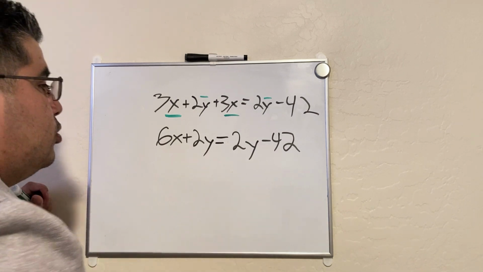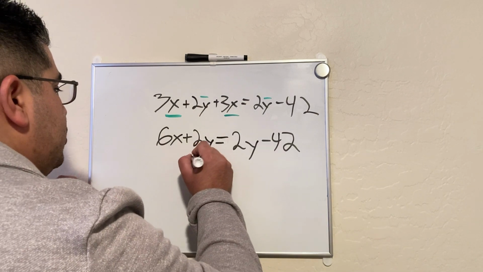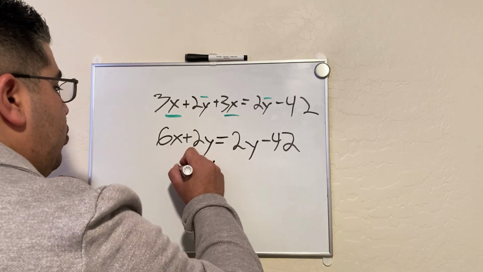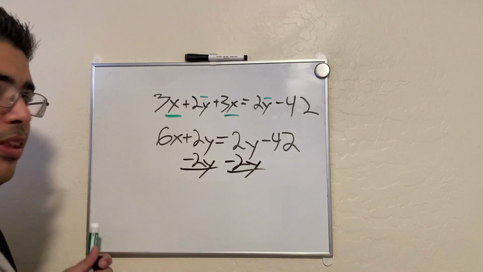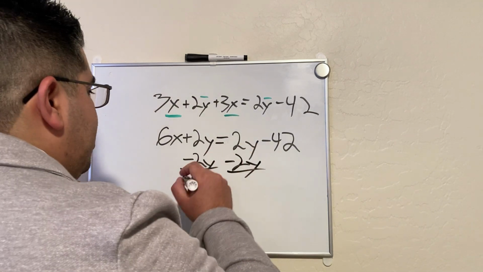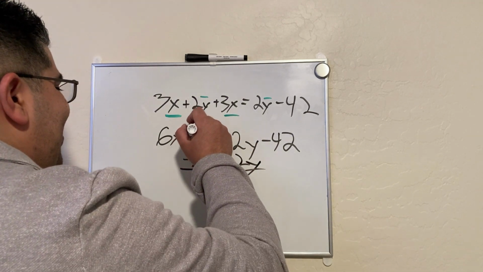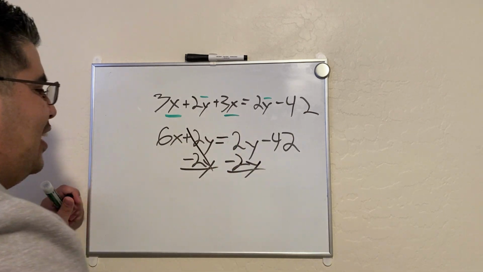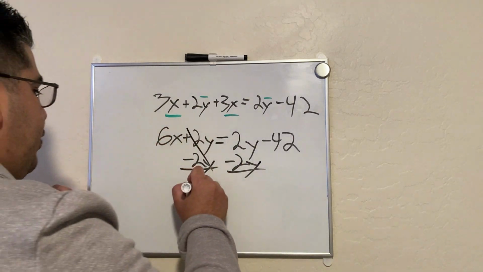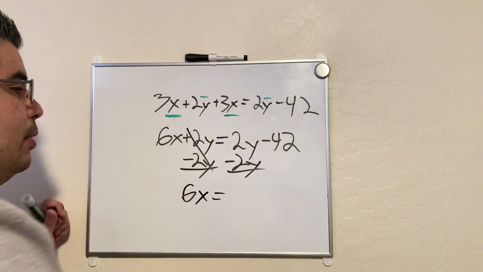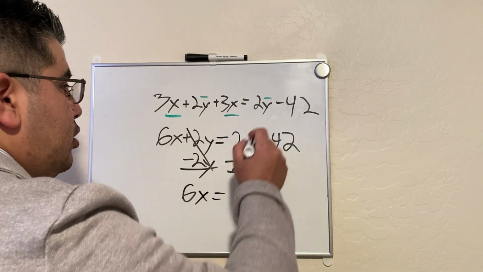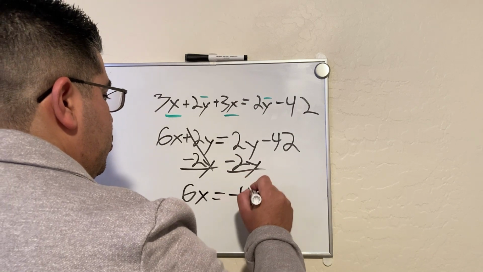In order to move this 2y, we have to subtract 2y. If we do it on one side, we have to do it on the other side. Minus 2y. Now it's with its friend. 2y minus 2y is going to be 0, so that cancels out on this side. So we're left with 6x equals 0, so it equals negative 42.